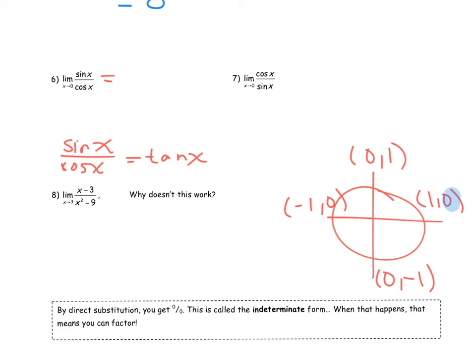So sine of 0 is 0. So I have 0 all over cosine of 0, that's the x values, all over 1. So this is just 0.